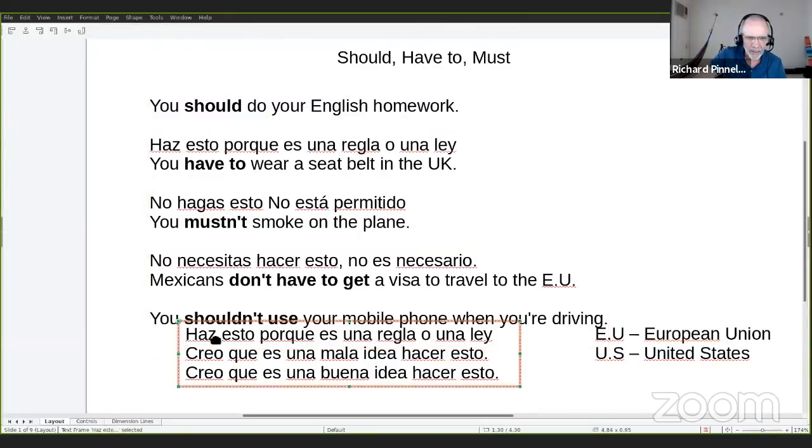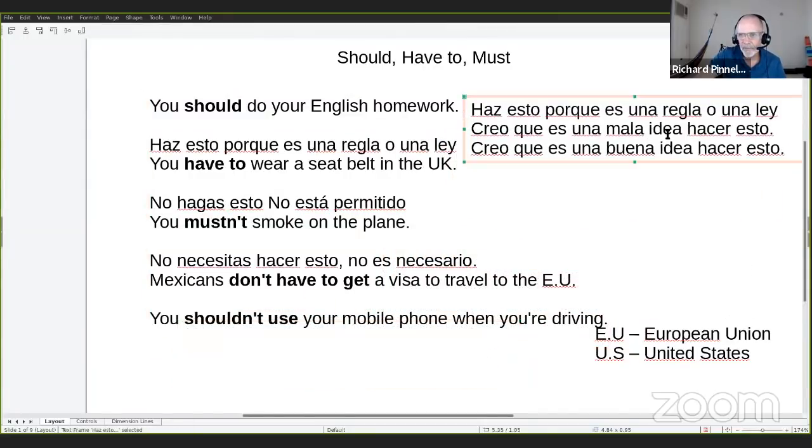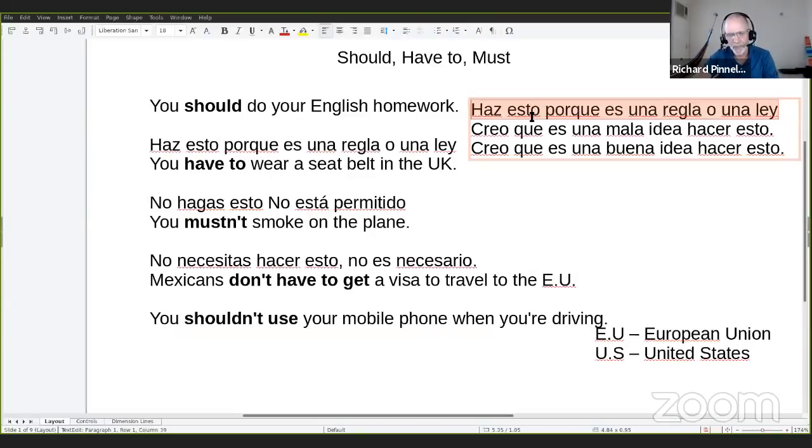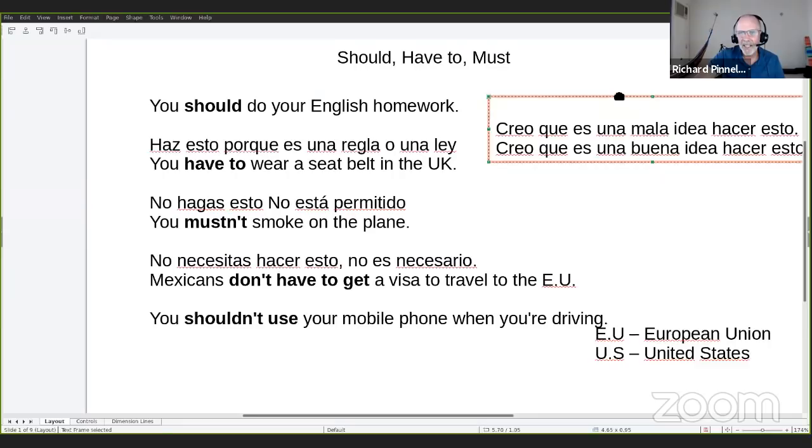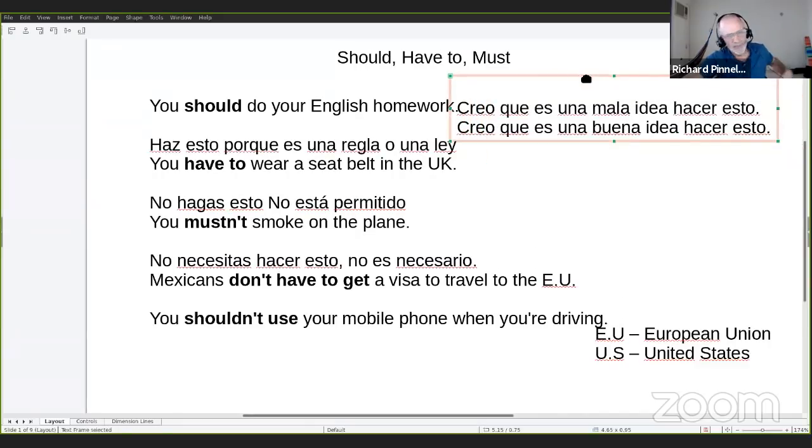Okay. Let's carry on. What's the next one? Haz esto porque es una regla. Yeah, this is the one we just did, sorry. El próximo es, creo que es una mala idea hacer esto.